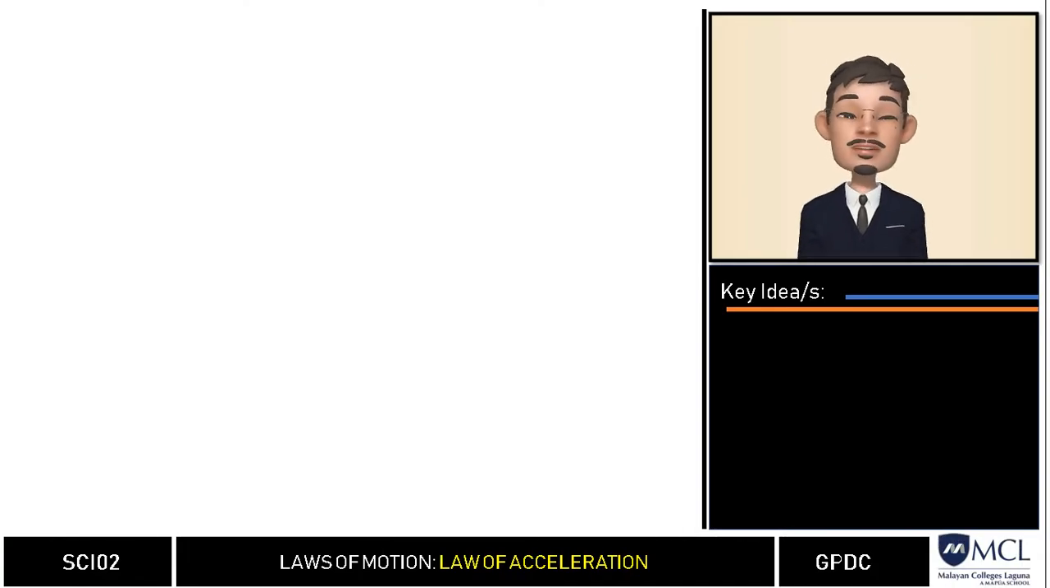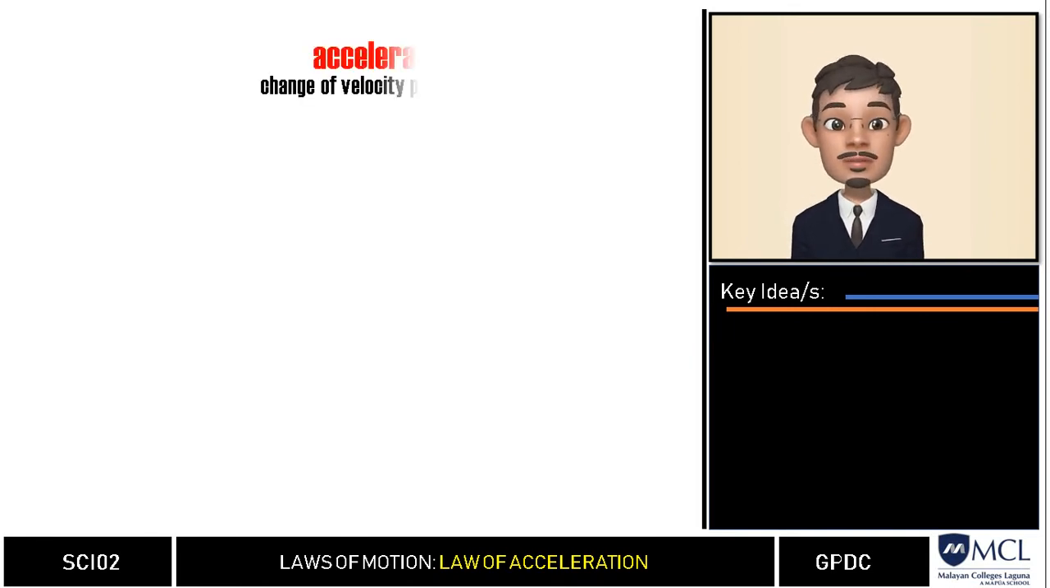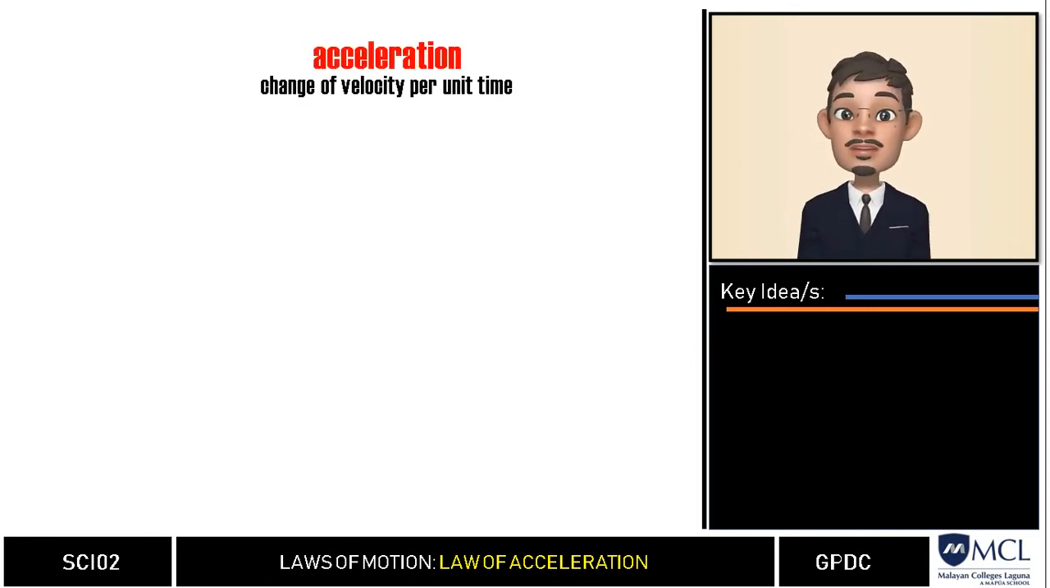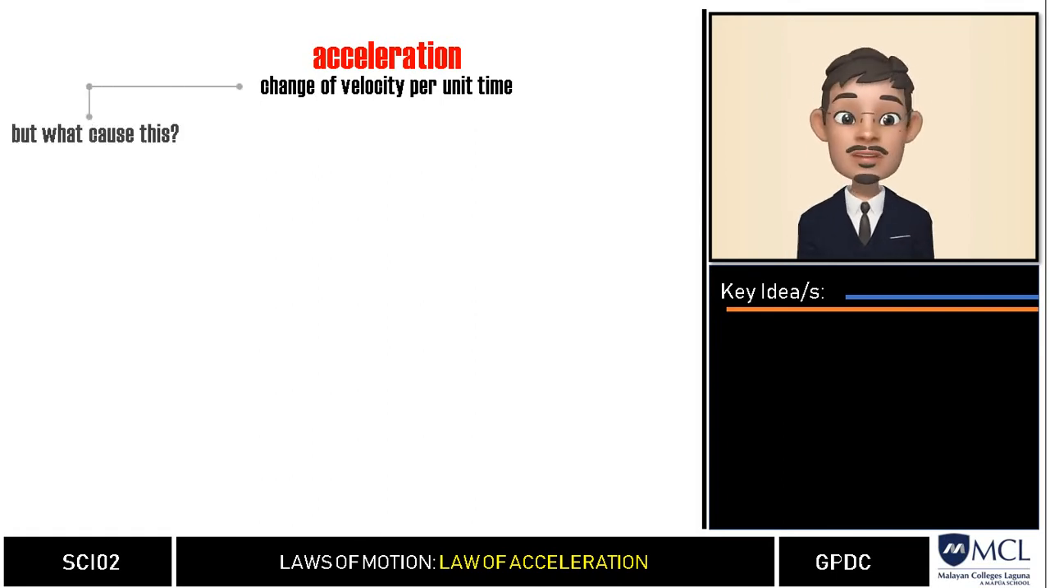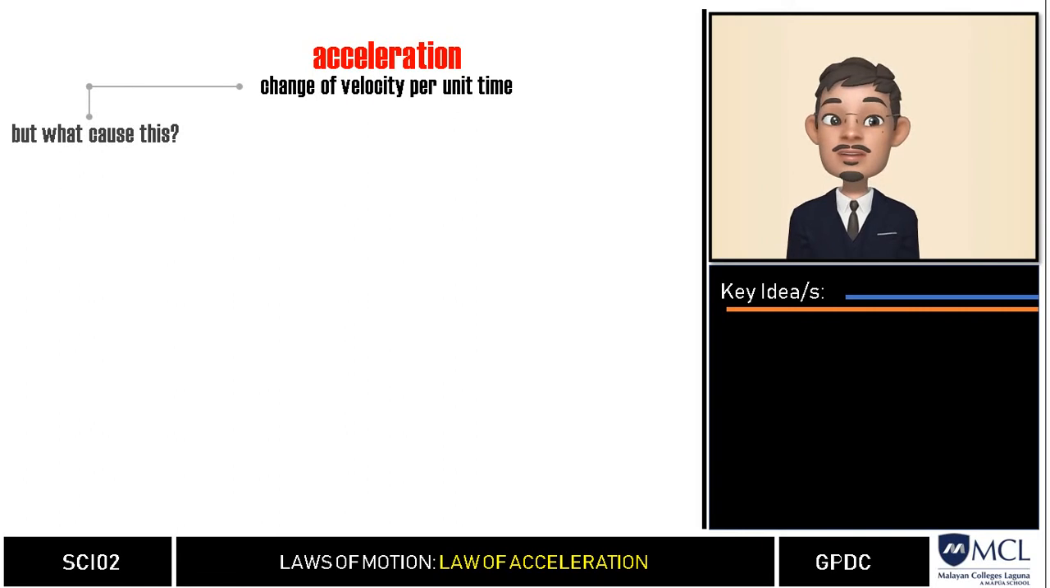Perhaps all of you would remember from your science classes in junior high school that acceleration is defined as a change of velocity per unit time. That is correct, as it is our conceptual definition of acceleration. However, nothing was said about what causes such change of velocity, and therefore causing an object to accelerate, right?